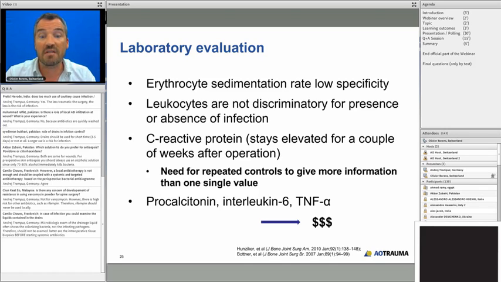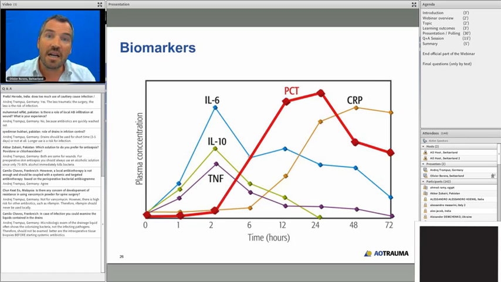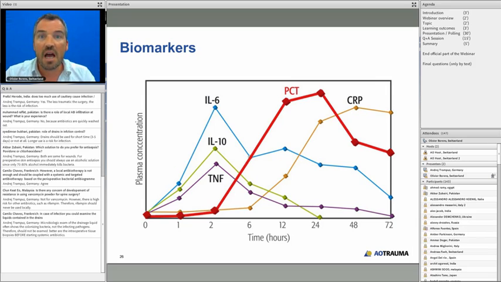As you can see, there are other biomarkers as well, which are being used: procalcitonin, interleukin-6, TNF-alpha. They are, on the one hand, very expensive, and on the other hand, as you can see on this slide here, they are not extremely helpful or much more sensitive than the CRP. The main advantage of interleukin-6, TNF or PCT is that they are rising quicker than the CRP. So they are helpful in making the diagnosis of an early infection if you need to know within a couple of hours.